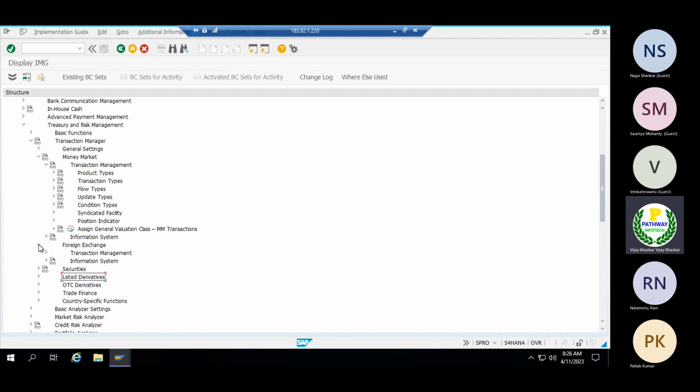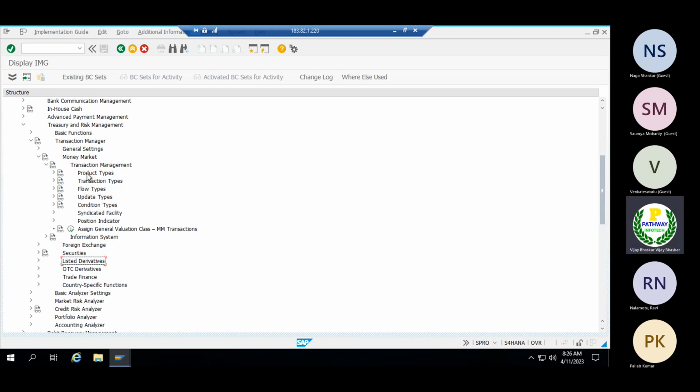But remember, it depends on the nature of the business and the product type. You need to decide which transaction type needs to be associated and which flow type needs to be associated. That we will discuss in detail.